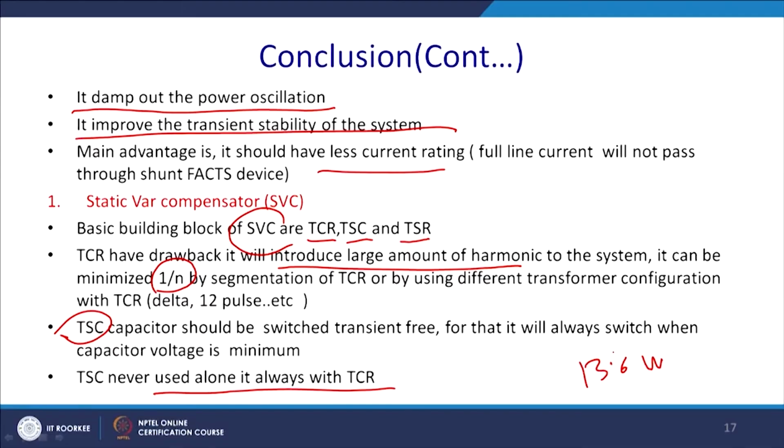So the main fraction, let us say you require 13.6 MVAR to be compensated. You will have, let us say, multiples of 2. So 7 TCSC will be opened, that will give you the value of 14 capacitive MVAR, and thus you require to compensate minus 4 MVAR, that definitely will come from the TCR. In that way it will operate.